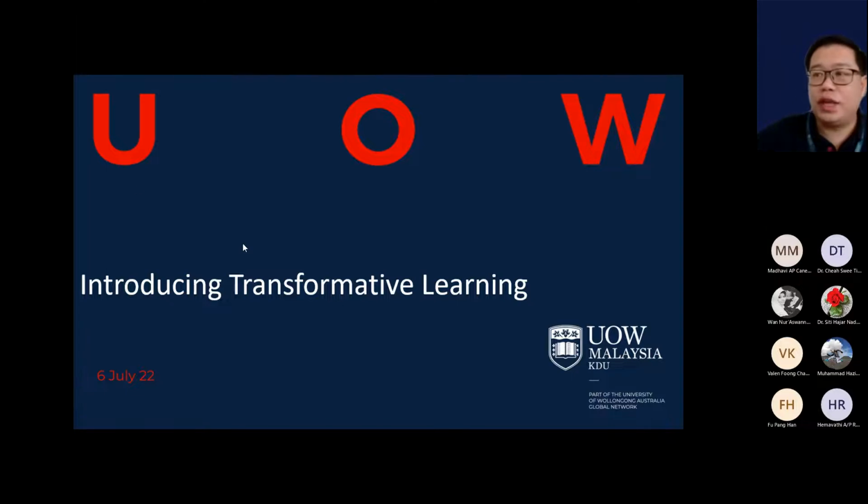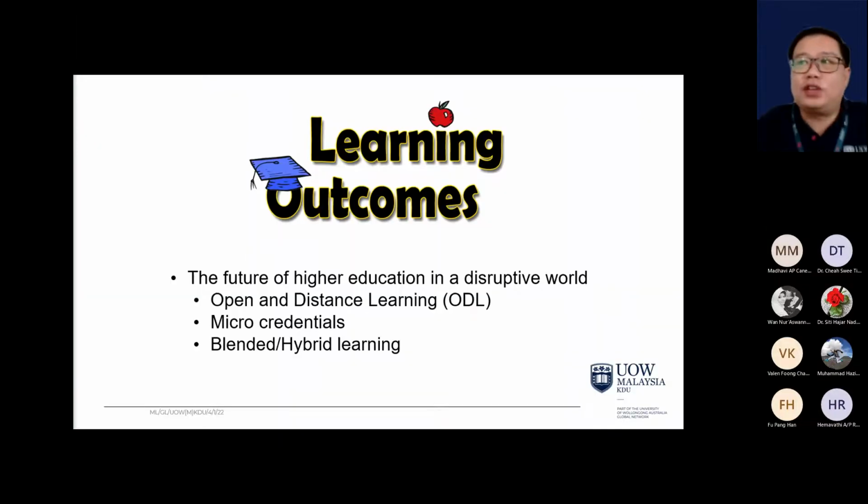Now, for today's learning outcomes, I have to run through them over here. Of course, we are going to start off with the future of higher education in a disruptive world. That is very important. That will set the tone of what transformative learning is all about. We need to see what is now seen as knowledge education, and how in today's environment formal education is being accepted as the gateway of career development.